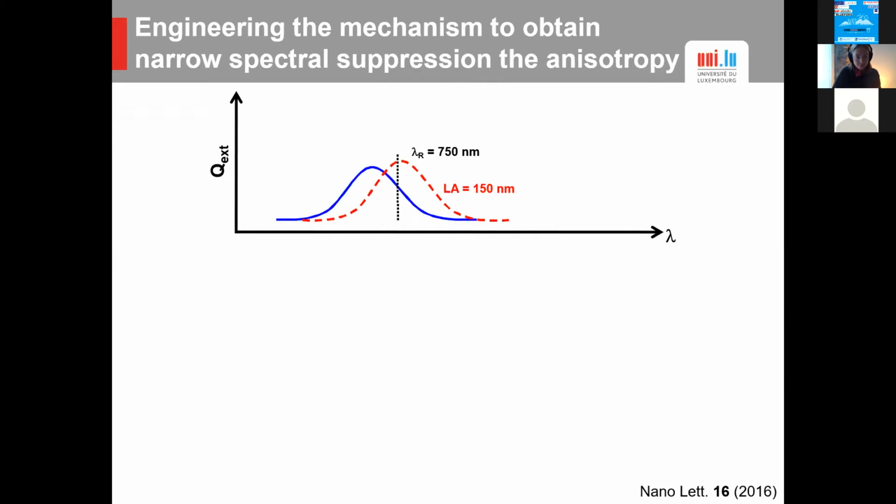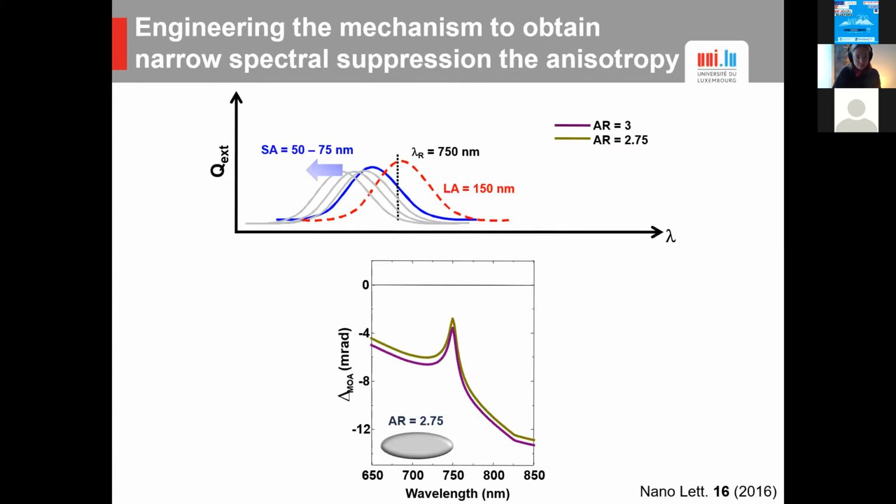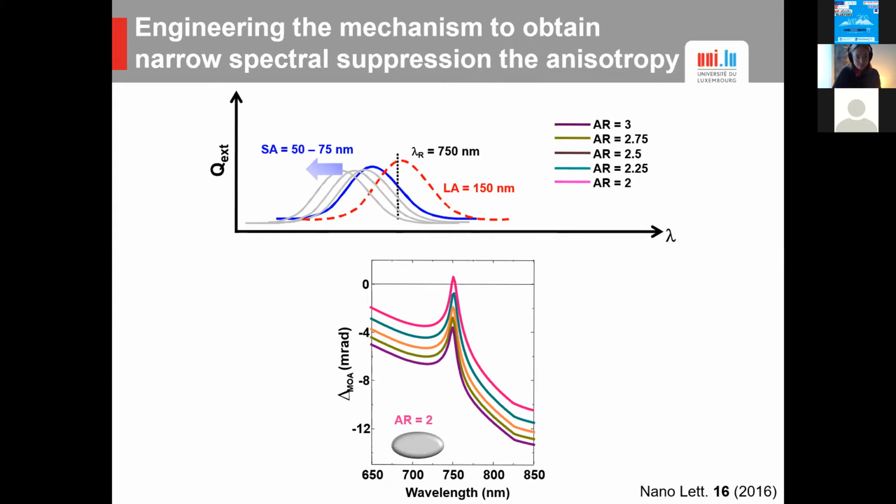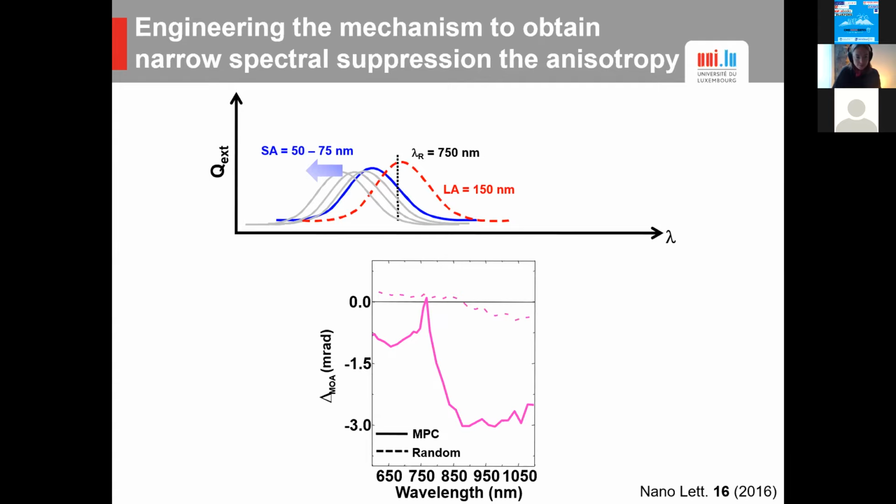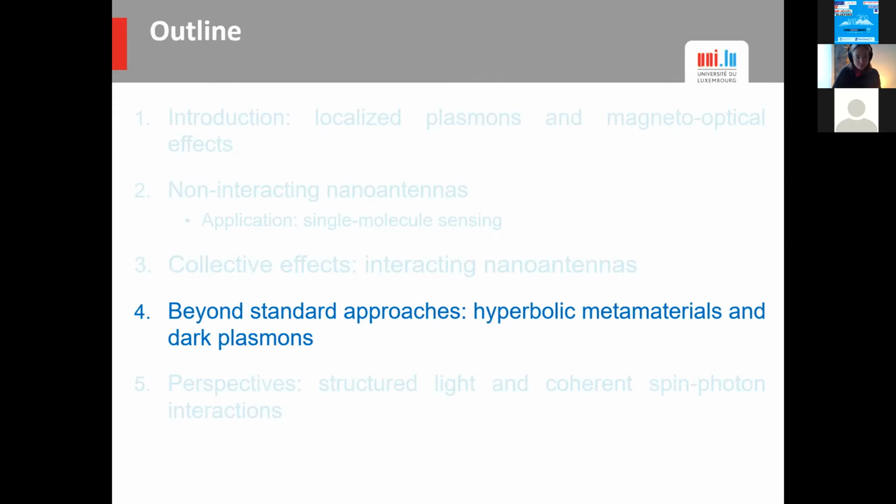In this case, the interesting effect is that if you reduce the aspect ratio, so if you go towards a disk-like system, you can reach a very narrow spectral region where you suppress the anisotropy. And this is thanks to the collective interaction between these antennas. So just to show some more recent results, I gave you a real, let's say, educational overview of magnetoplasmonic nanostructures supporting localized plasmon.